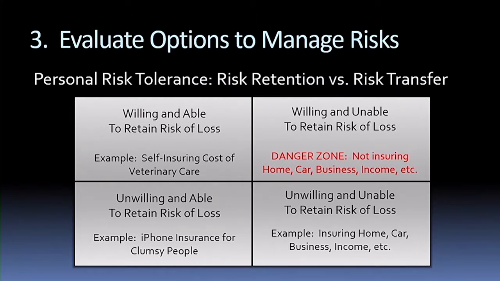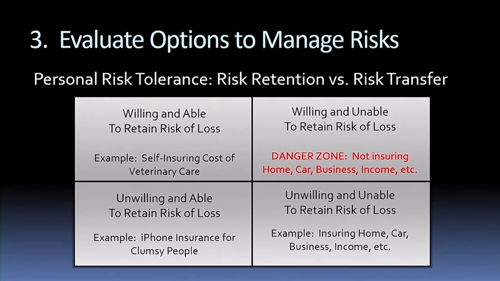Every time I go to the vet, they try to sell me on their pet insurance. I've got the emergency fund set aside to do that. So I'm willing and able to retain the risk of that loss. There are assets that you should be unwilling and unable to retain the risk of loss. So that's that bottom right category. So insuring a home, a car, business, your income.